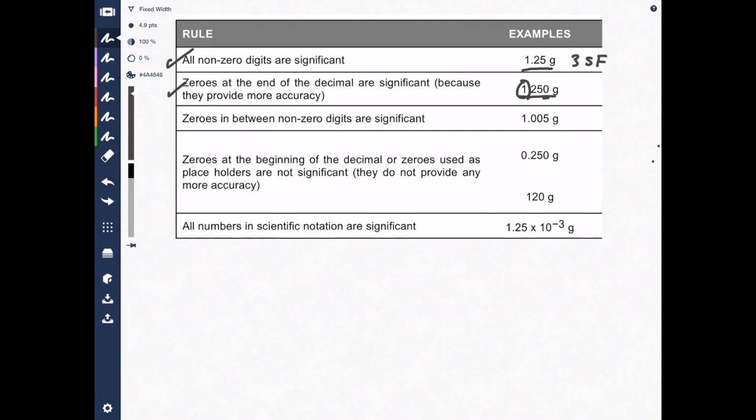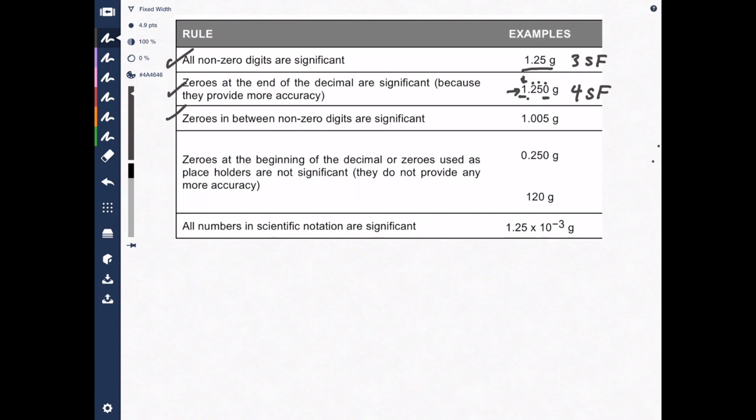Okay, so let's see that again. That means the 1 and every digit after the 1 is significant, including the 0. But as long as this digit here is above 0, 1 through whatever number you want, as long as it's not 0. Okay, so this is 4 significant figures where that 0 is significant.